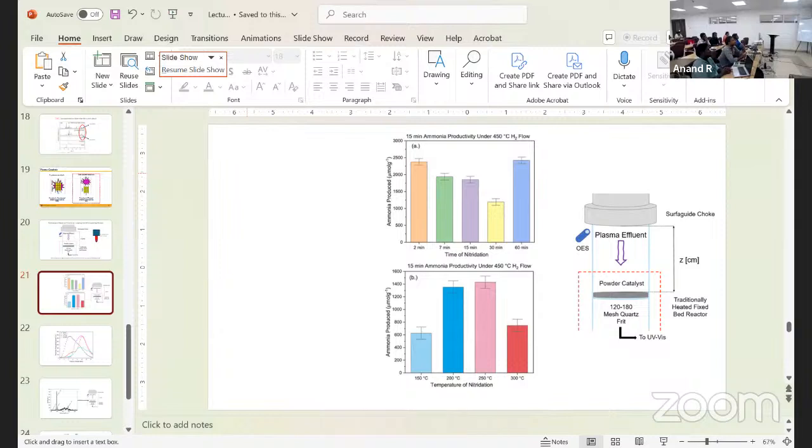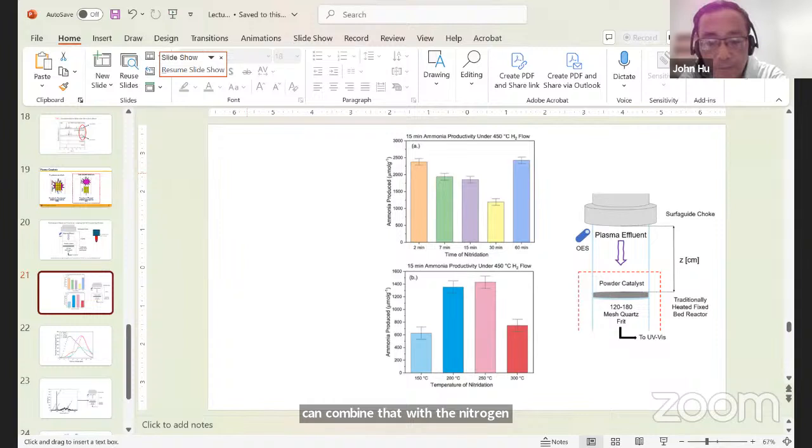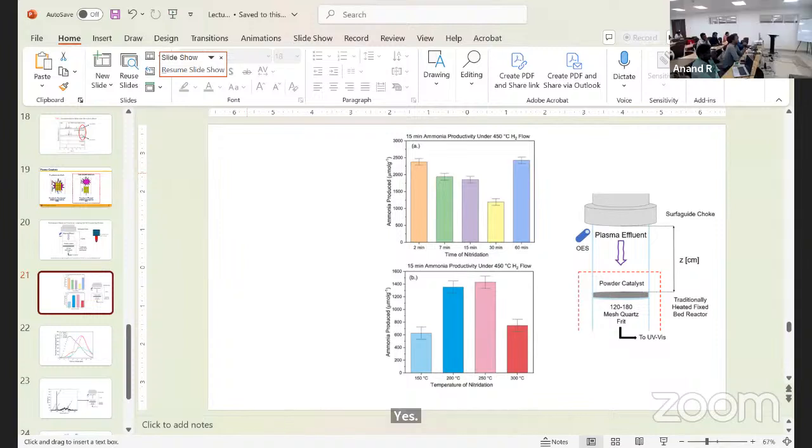Sir, here you mentioned that with the aid of argon we can initiate the plasma, and later we can combine that with nitrogen. Yes. Actually, we are facing one problem in our laboratory. Even by injecting argon, if the pressure is more than atmospheric, then it is very difficult to bring plasma.